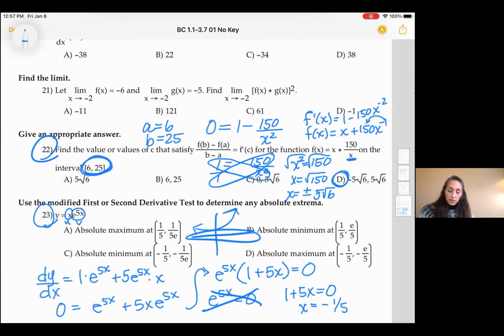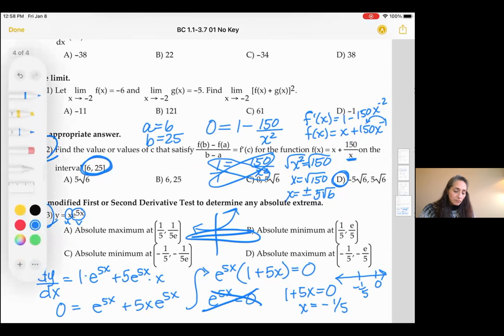All right, so now what are we going to do here? We're going to make a number line. We're going to put negative 1/5 on it because that's our only critical point. And we are going to check things bigger than negative 1/5 and smaller than negative 1/5 and see what we get. Put it back into the first derivative. So something bigger than negative 1/5 would be 0. So I'm going to check 0. I'm not going to put the hash mark there because I don't want you to think that that's a critical value. It's just a number I'm checking.